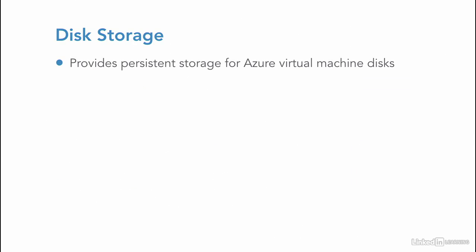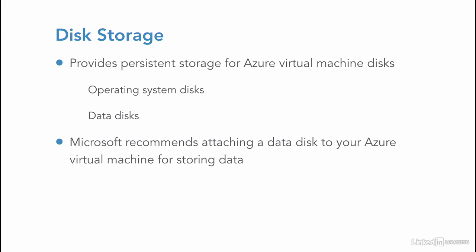Next, we have disk storage, which provides persistent storage for Azure virtual machines. And when you think about Azure virtual machines, you should immediately think disk storage. And persistent means that it's always available. There are 2 types of disk storage: the operating system disk storage and data disk storage. Microsoft highly recommends that you attach a data disk to your Azure virtual machine for storing data.